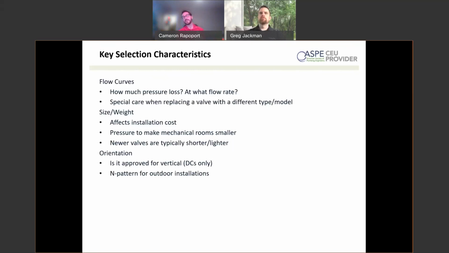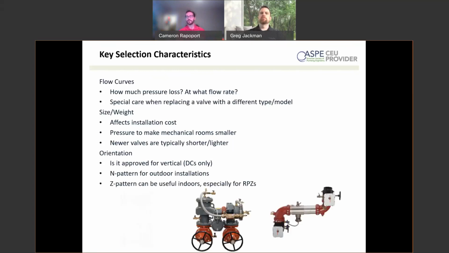We have what are called N pattern valves and Z pattern valves. So here's your vertical. N pattern valves go up, over, and down. These are really useful for outdoors. If you're putting these outdoors, this will help to really limit the footprint because you don't have to put additional elbows on either end of the valve. This is what I call a true N pattern. Then something on the right, you have kind of a standard valve with those elbows between the shutoff and the valve body, and that's going to save you some room. So using these outside will really help save some room.